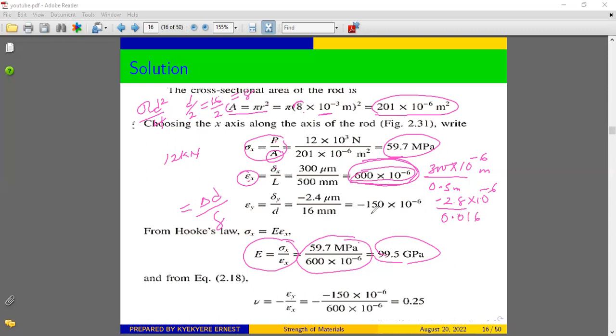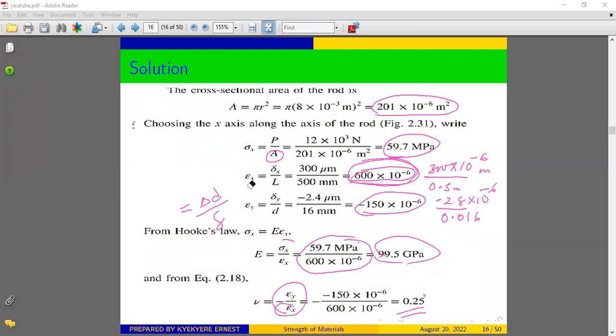And from there, we can get our lateral strain. Once we have gotten our lateral strain, we also have our strain in the x-axis. We just put them in this formula as indicated on the screen, and we are done solving our question. So that was quite easy to go through and understand.